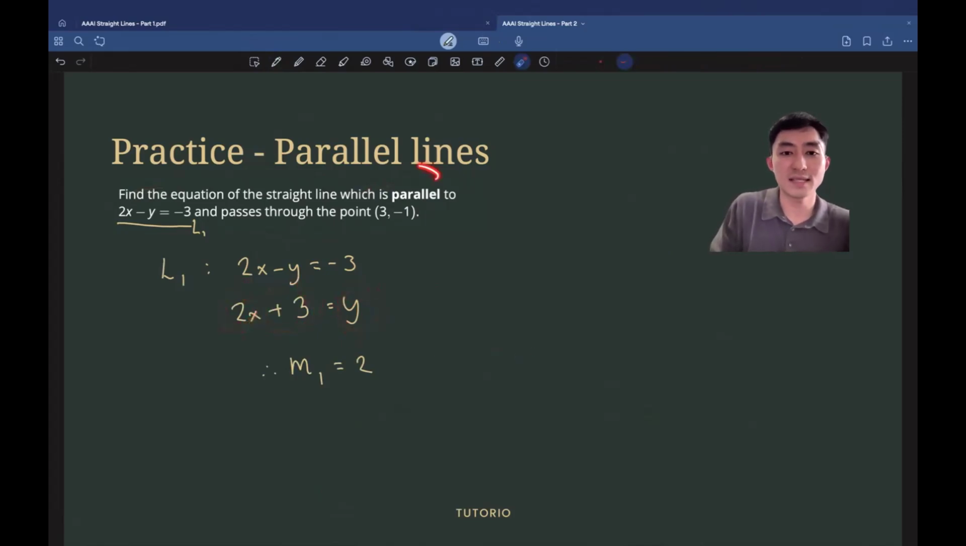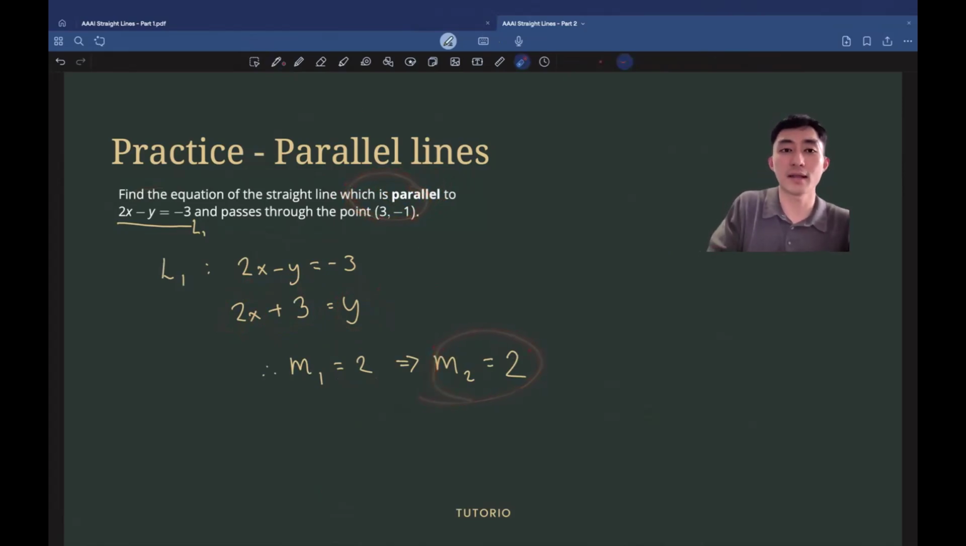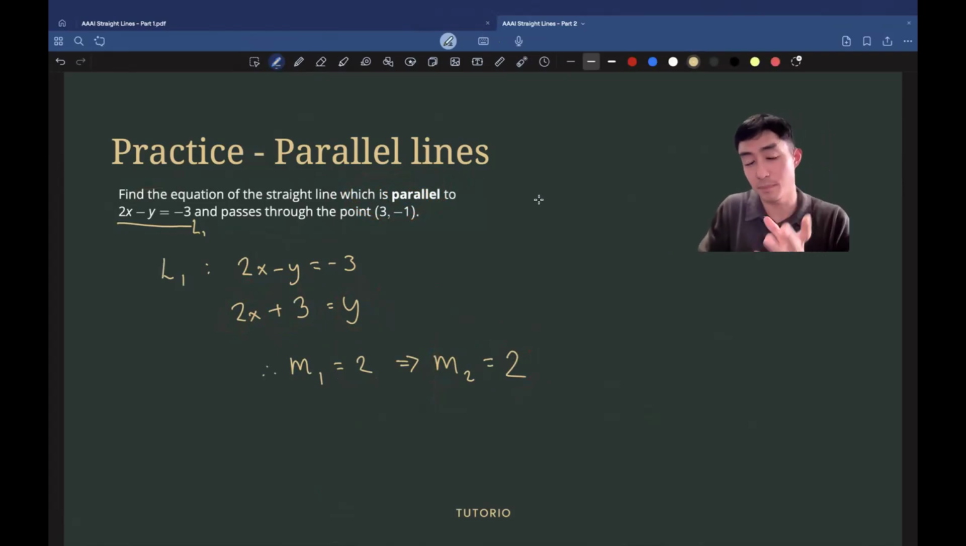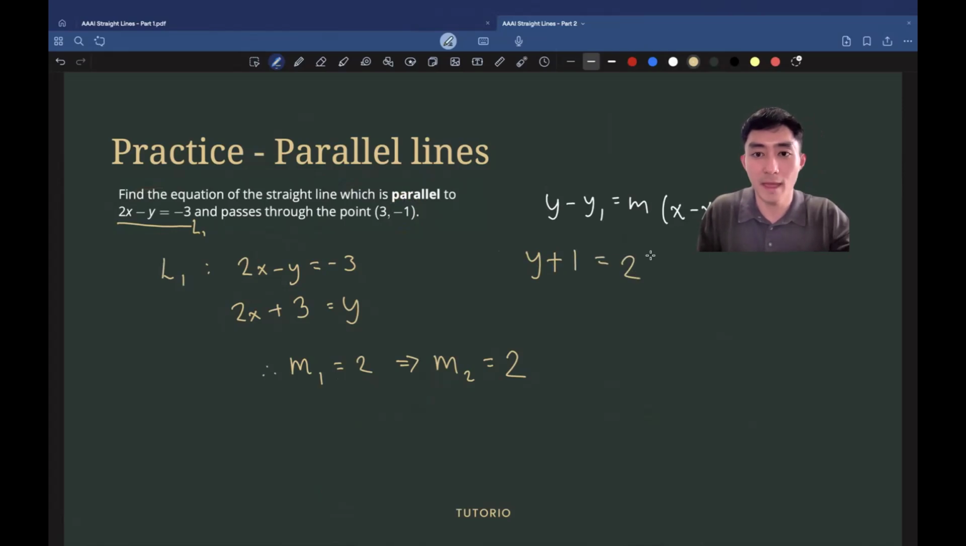Okay, so because this is parallel, m2 is also equal to m1, which is 2. And now because we have the gradient and we have the point, we can get the equation in point gradient form. So I will rewrite the formula from the formula book: y minus y1 equals m bracket x minus x1. From here we can substitute: y minus minus 1 becomes positive 1 equals m, which is 2, bracket x minus x1, which is 3.